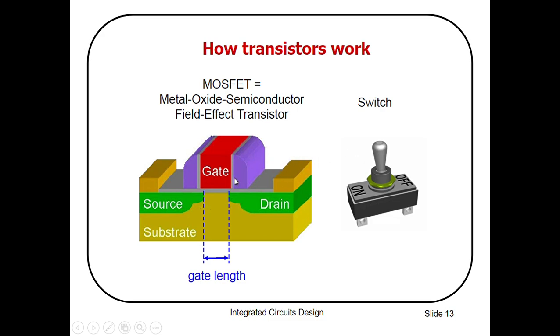A MOSFET can be used as an amplifier and as a switch. It has 3 regions of operation: the cutoff region, the saturation region, and the linear or triode region. A MOSFET can be used as a switch in the cutoff region and the saturation region.